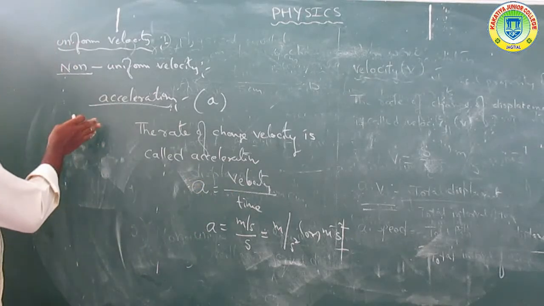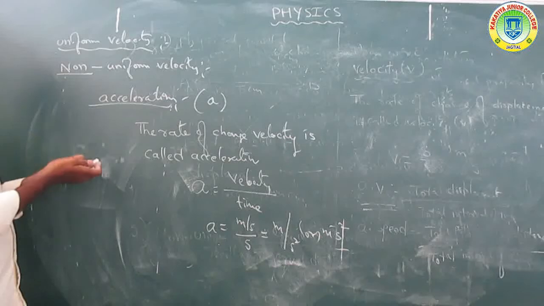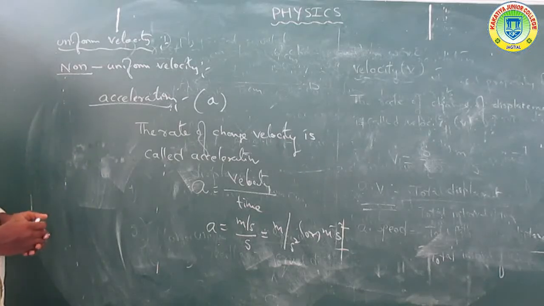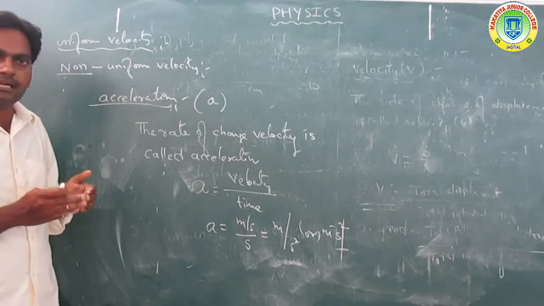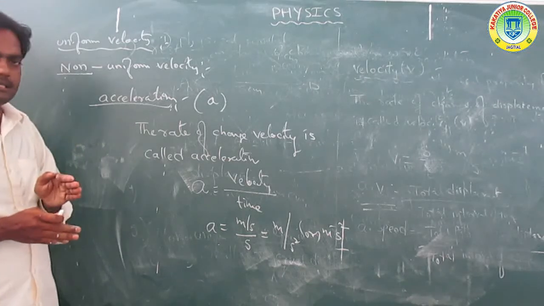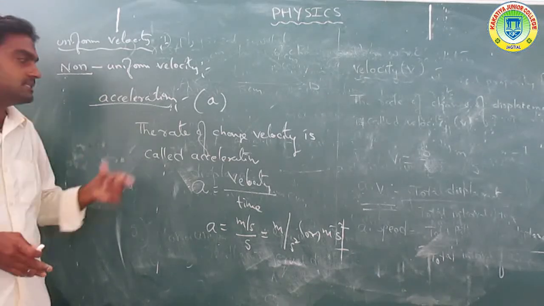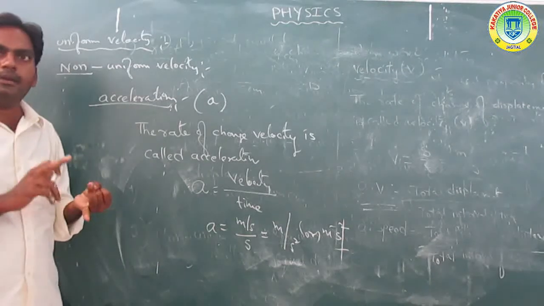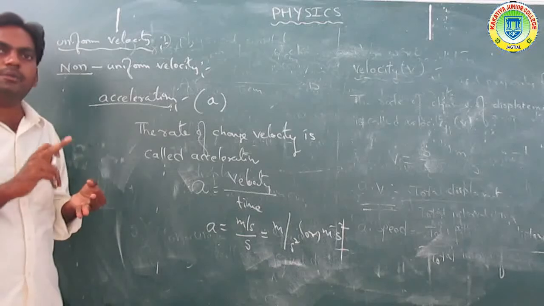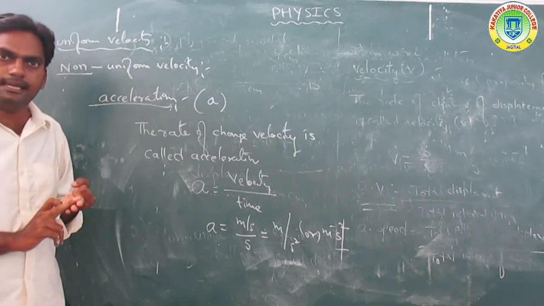Now, the difference between velocity and acceleration. What is the velocity? Velocity is nothing but the rate of change of displacement. The rate of change of velocity is called acceleration. So what is the displacement, what is the velocity and what is the acceleration? Okay, clear that, got it.